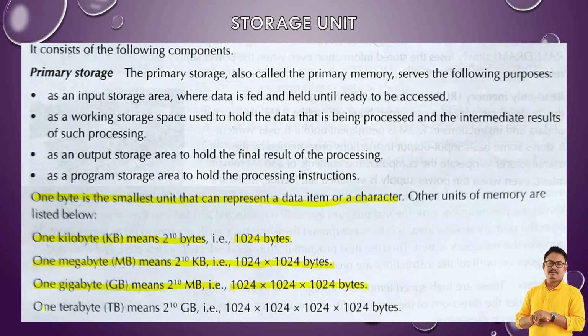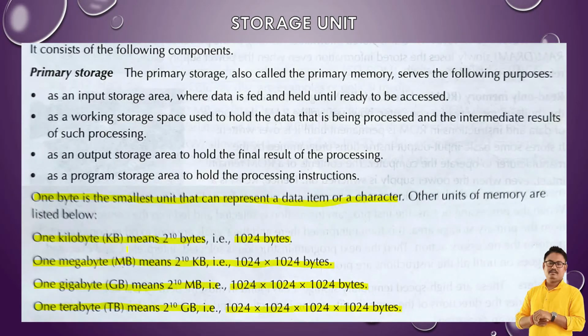After the GB, TB means 1 terabyte. 1 terabyte equals how many GB? 2 to the power 10 GB, that is 1024 into 1024 into 1024 into 1024 bytes. This is how it is calculated.